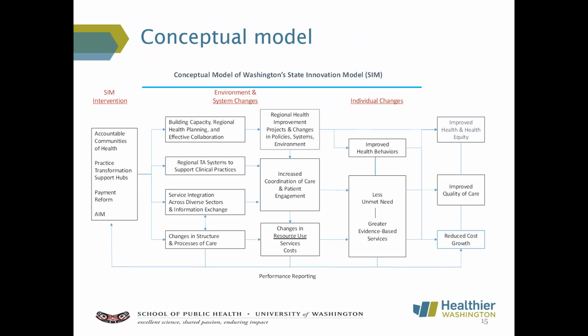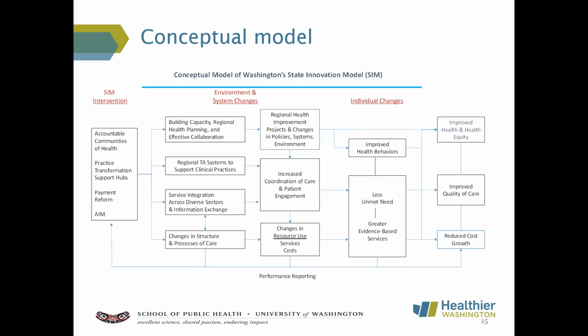The other mechanism that we have developed to understand the overall SIM project and how it might impact outcomes is through developing a conceptual model. On the left-hand side, there is a box labeled SIM intervention that lists the 3 major components of the SIM project: the accountable communities of health, practice transformation support hubs, and payment reform, as well as support from the AIM component. On the far right-hand side of this diagram are the 3 major outcomes of SIM: improve population health and health equity, improve quality of care, and reduce cost growth. In the middle are pathways that show how the SIM intervention on the left is expected to achieve those outcomes on the far right.